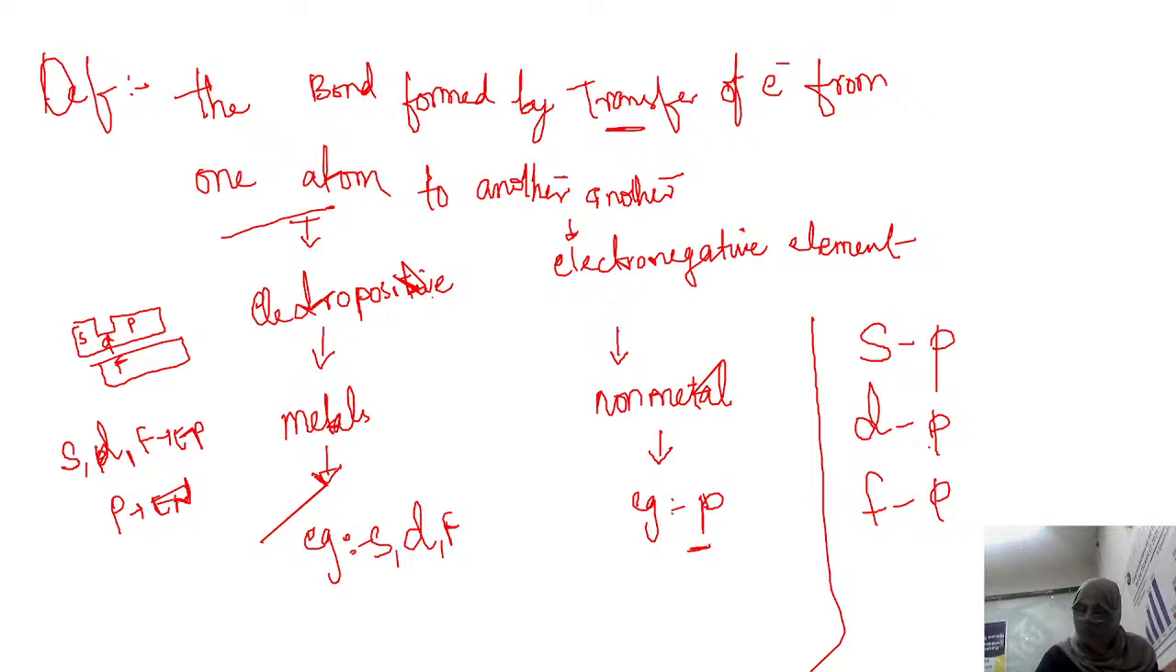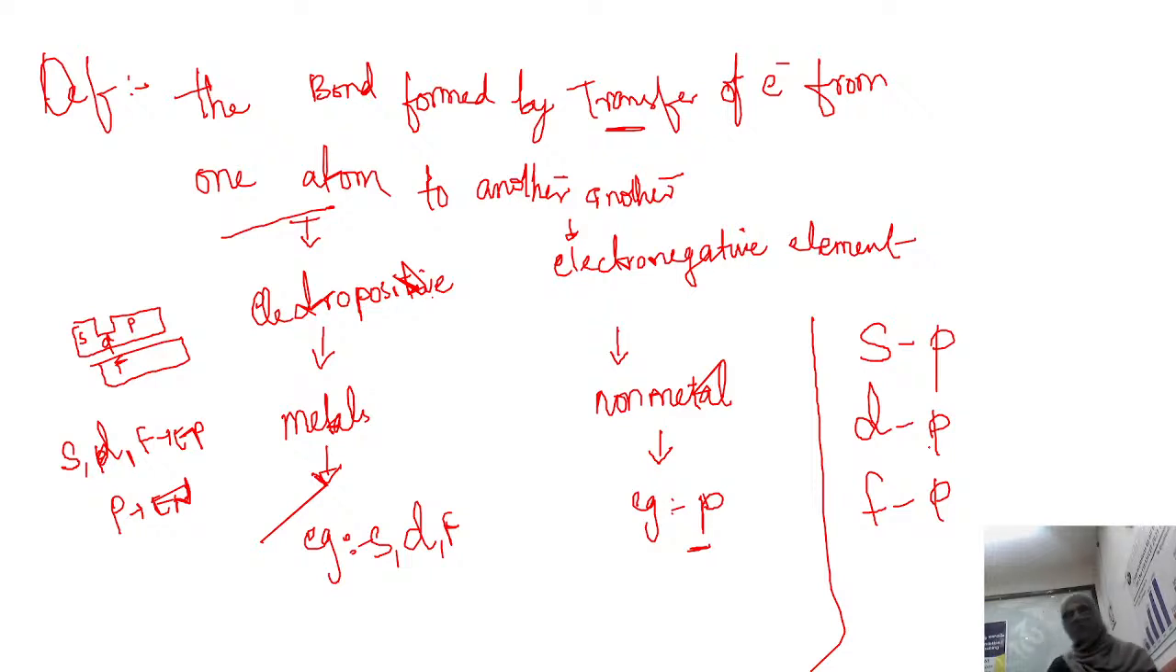Hope you are getting this. Not getting, please ask in your chat box. Is it clear? So how is the bond formed? Ionic bond: transfer of electron from electropositive to electronegative, or metal to non-metal, S to P, D to P, or F to P. That's all.